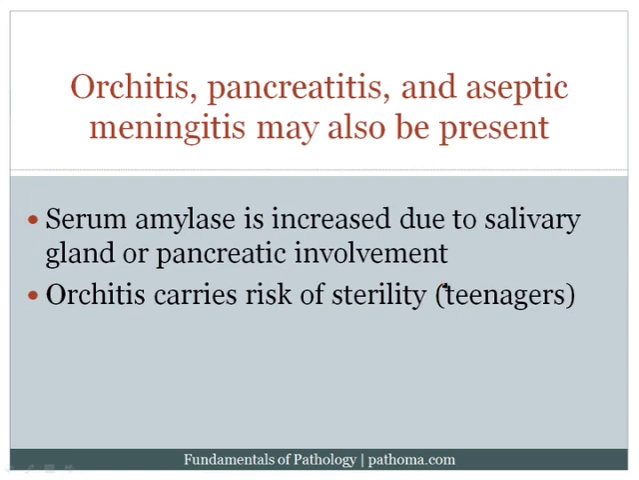Now, it's also possible for the mumps virus to create pancreatitis, and that's important because remember that when you get pancreatitis, you're going to get an elevated serum amylase, but the serum amylase will also be elevated due to the fact that you have salivary gland involvement. So when you have an elevated serum amylase in a patient with mumps, it could be due to the salivary gland because the salivary gland produces amylase, or it could be due to the pancreatitis because in pancreatitis you also get an elevated serum amylase. And then the fourth place where the infection can occur is within the meninges, and so you can get something called an aseptic meningitis, and that can also be present in patients who have a mumps virus infection.